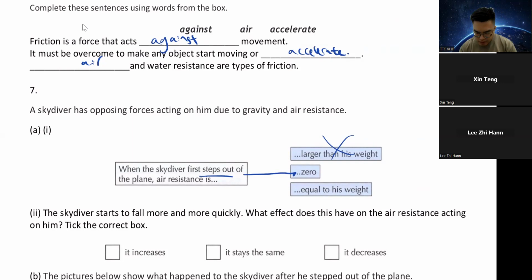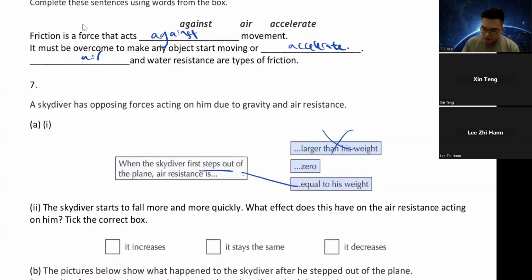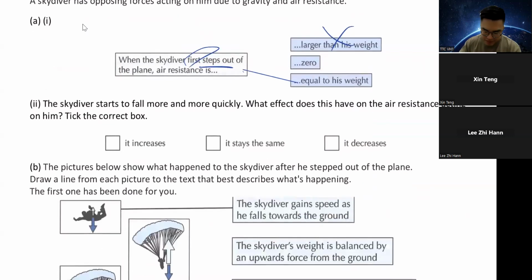Wait. When the skydiver first steps out, that means the first few minutes. You know what? I'll change this to equal. Okay, because it's the first step out. When I first step out, I should be falling at the same speed, because the air resistance is still quite strong.